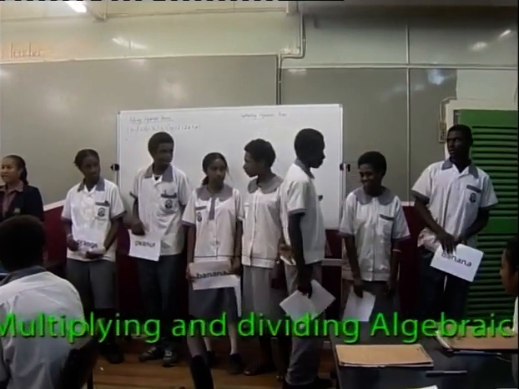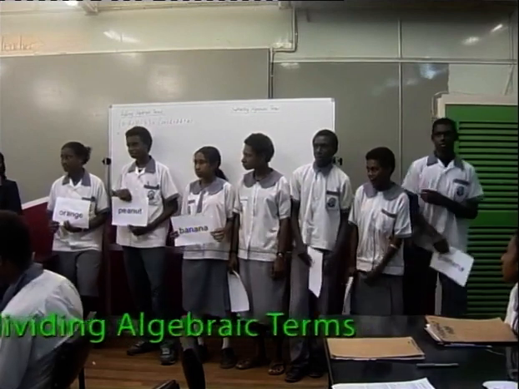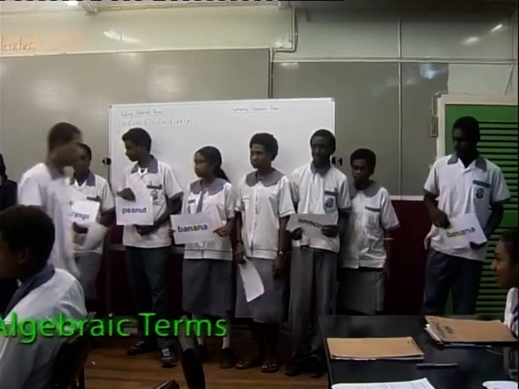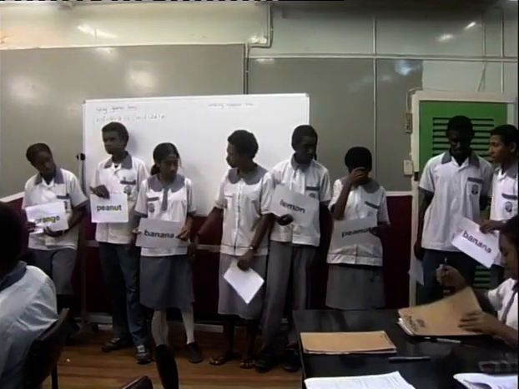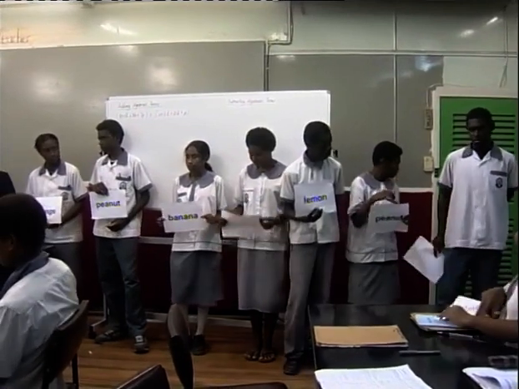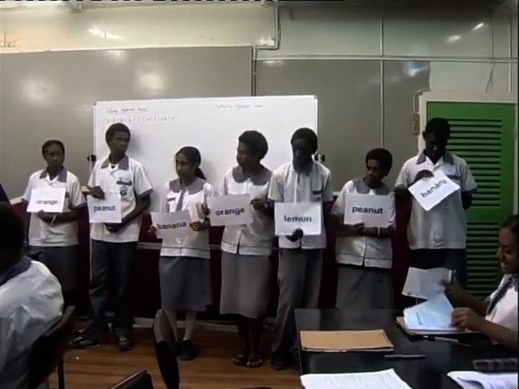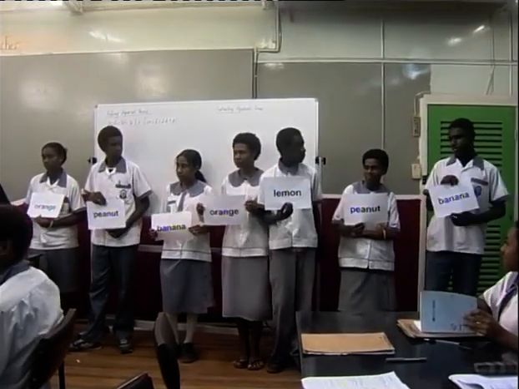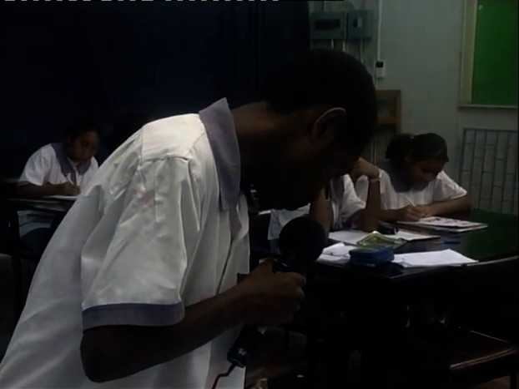All right, is Peter here? Peter, you tell us what was the answer you got when you added the fruits from each of those groups. Four oranges, 5 bananas, 2 lemons, and 3 peanuts. Very good. Okay, let's confirm that.